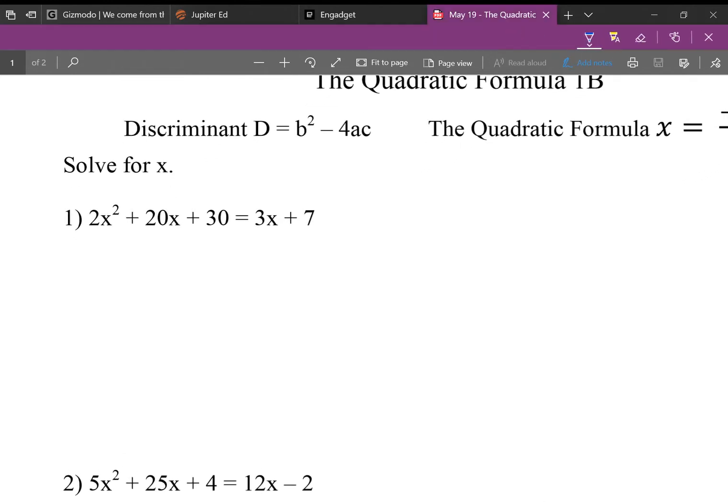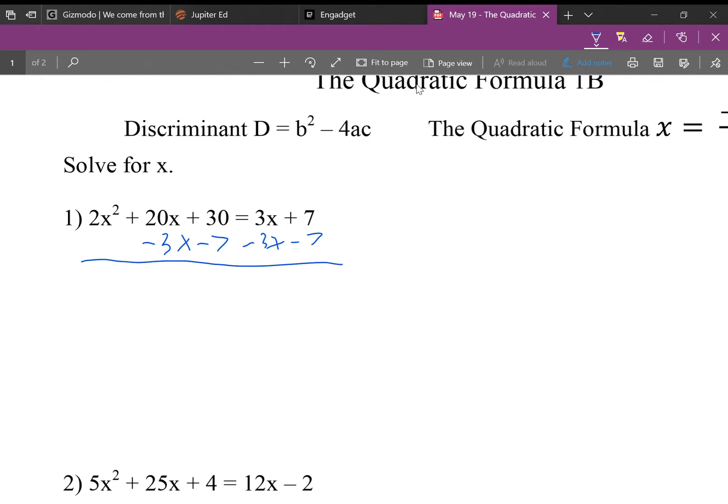So let's get started. I notice I have 2x squared, 20x plus 30 is not equal to 0. It's equal to 3x plus 7. So I'm going to need to make it equal to 0. I'm going to do that by subtracting 3x, and I put it under the 20x, and by subtracting the 7, which I put under the 30. So the reason I do this is you have to subtract x's from x's and numbers from numbers.